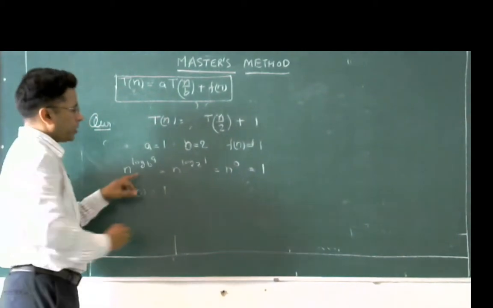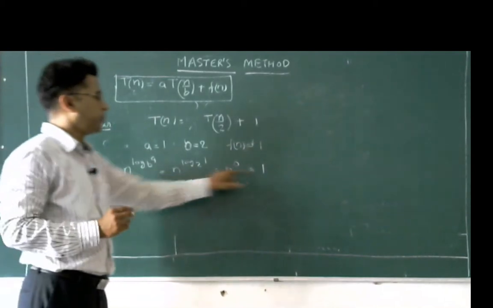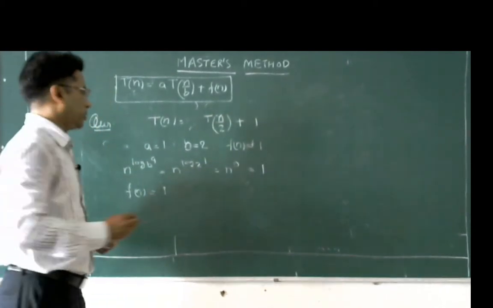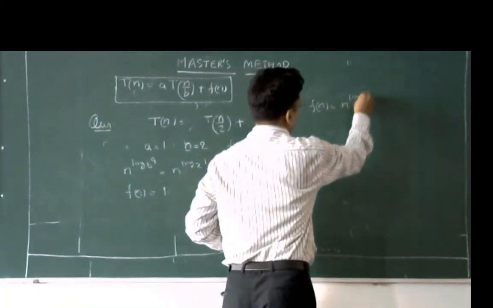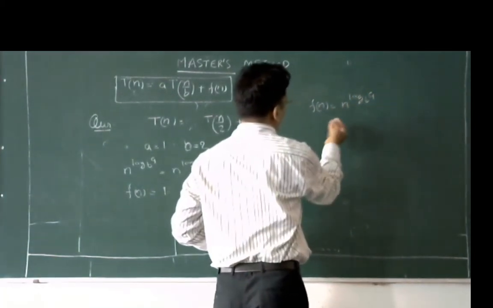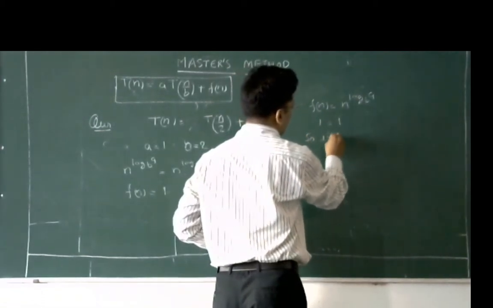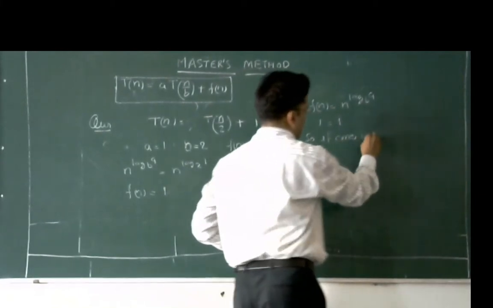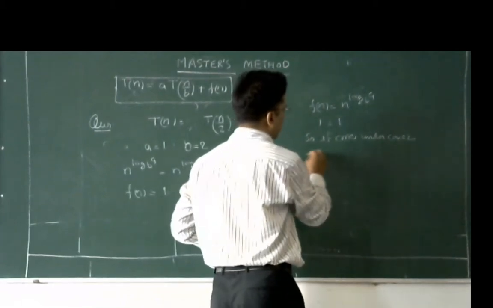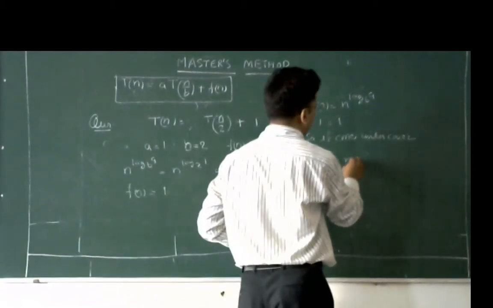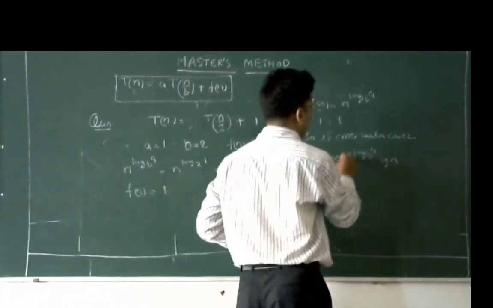Here, notice that f(n) is equal to 1 and n raised to the power log a base b is equal to 1. So f(n) is equal to n raised to the power log a base b. Both are equal to 1. So it comes under case 2. In case 2, the complexity will be theta of n raised to the power log a base b into log n.